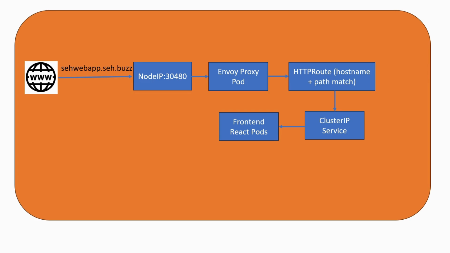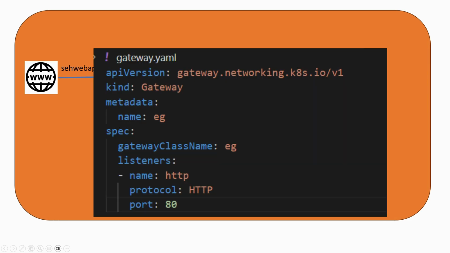Now, let me explain this from a user's perspective step by step. When a user opens the browser and types shwebapp.sch.buzz, this is what actually happens behind the scenes. First, the request reaches the node IP on port 30480. This happens because in our setup, the Envoy Gateway service is exposed using a NodePort and Kubernetes has assigned 30480 as that port.